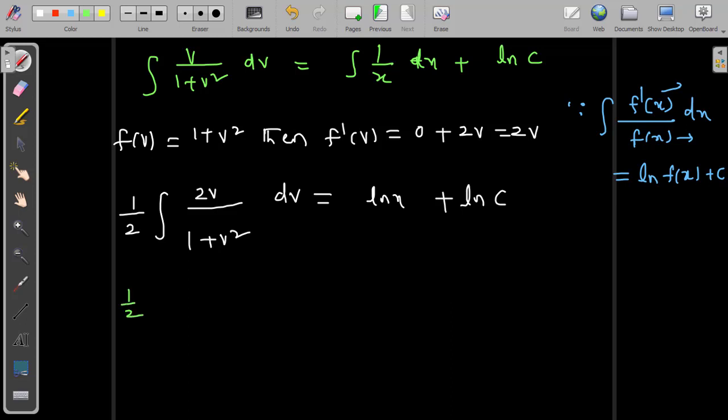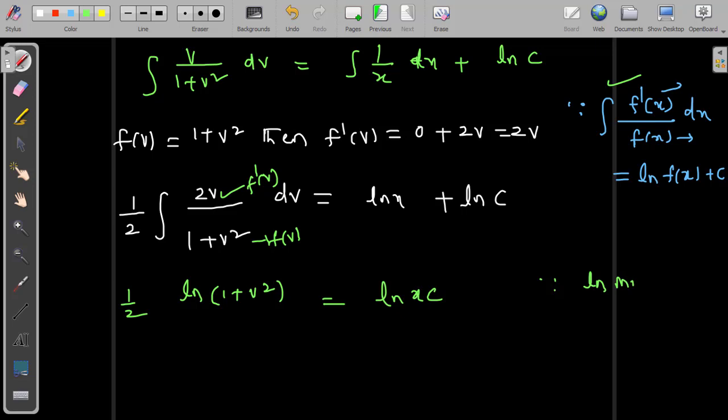So half times, finally this is my f dash of v, and this is my f of v. So apply this rule now: integration of f dash of v by f of v equals ln f of v. Same idea here. You will get ln f of v, which means ln of 1 plus v square, equals, on the right side, a logarithmic rule: ln x plus ln c equals ln of x times c or c times x. We have a rule: log m multiplied by n equals log m plus log n.